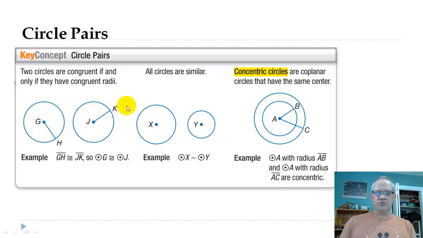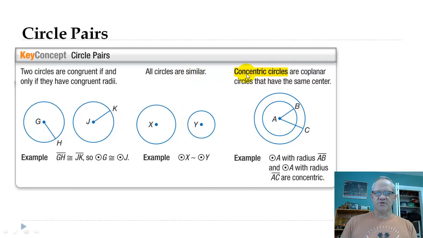If they're not congruent, they're similar, okay, because all circles are similar. All right, so they're all the same shape. They may not have the same size, but remember, similar means the same shape, but not necessarily the same size. So all circles are similar.